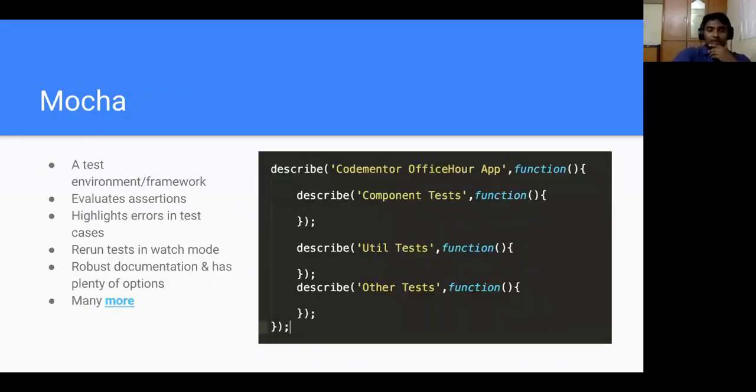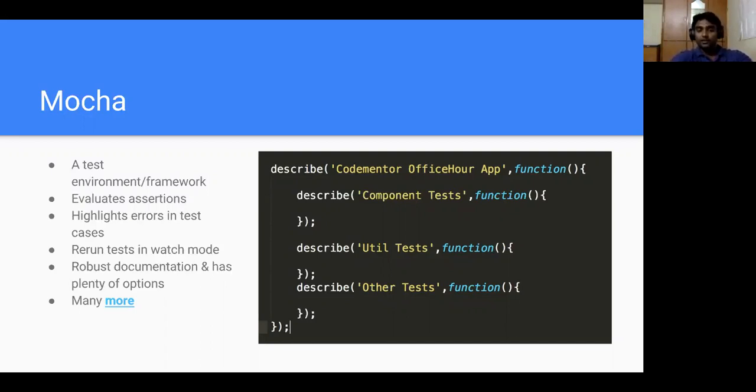So let's take a quick look at the tools that we're going to use. The first tool is Mocha. It's a test environment in which all our test cases are going to run. So our global variables are created here. The heap is created here, and all your tests are structured here.